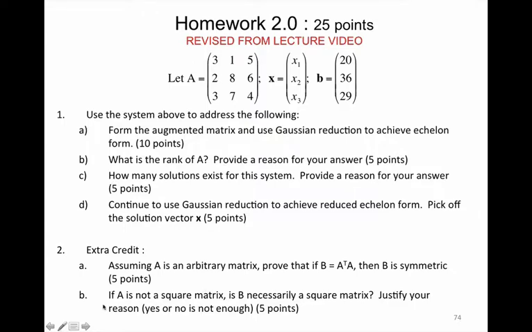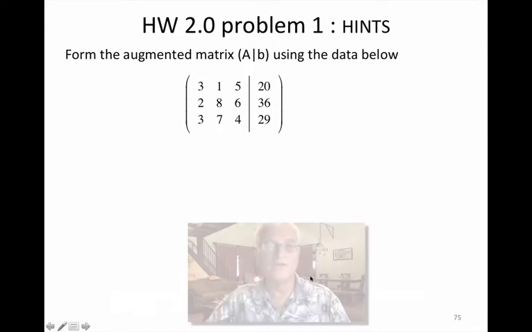And then also, if A is not square, will B be square anyway? Or will B be rectangular and justify your answers? So that is the revised homework. It's not revised much, but that's your homework. And now let's go ahead and take a look at some hints on how we could put that together.